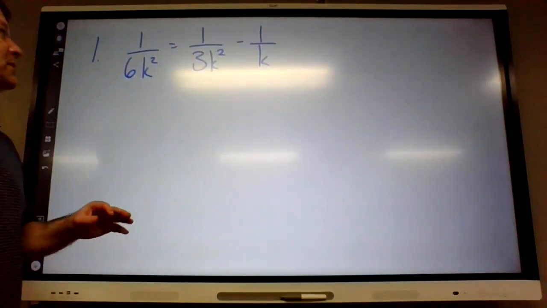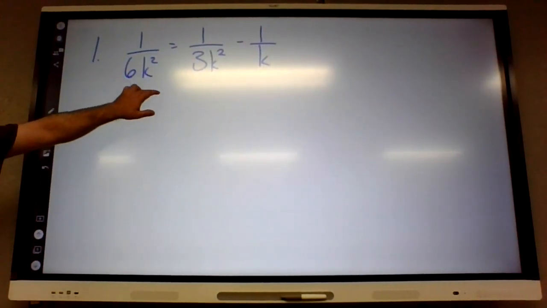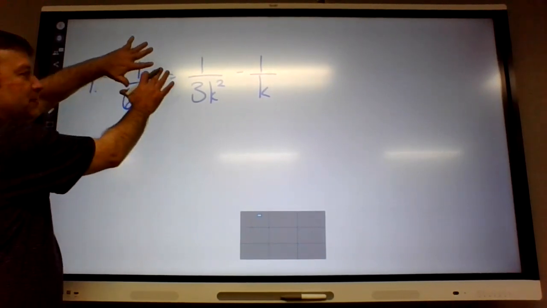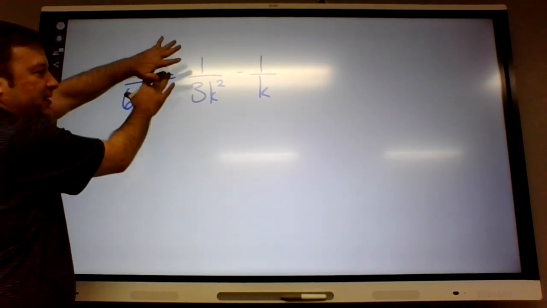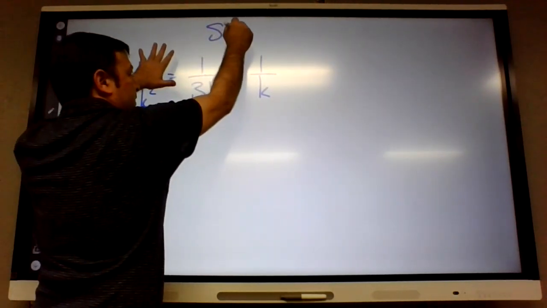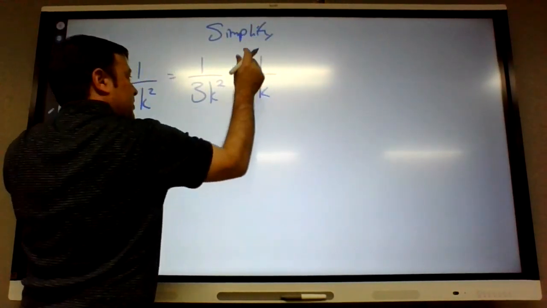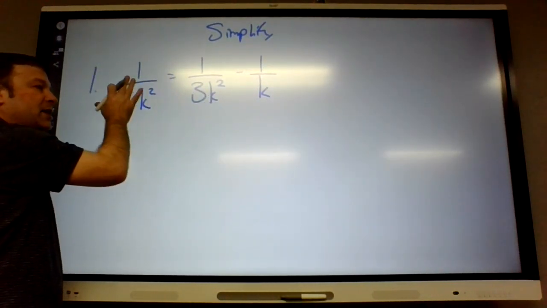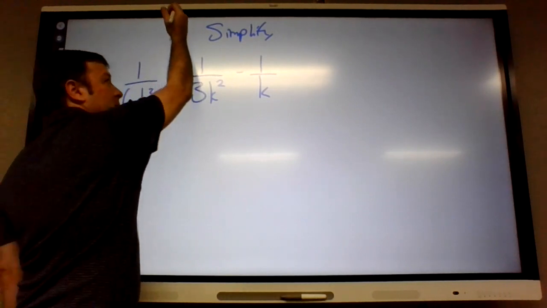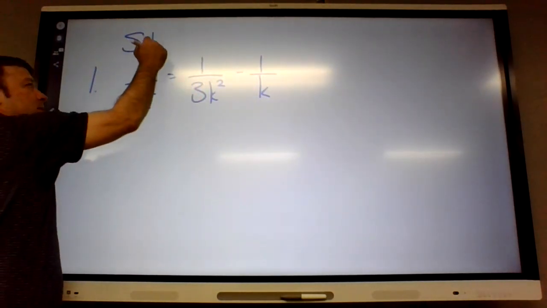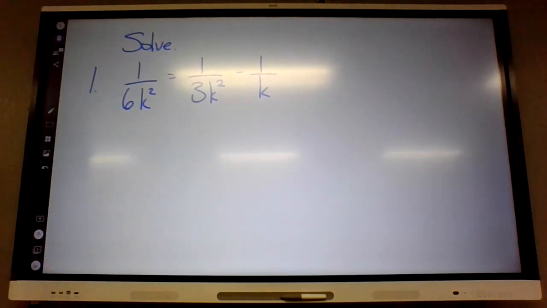Can you guys tell what's different about this problem and yesterday's problem? There's an equal sign. Yesterday's problems just looked like this part of it, and the directions were like simplify, right? If it's an equation, you don't simplify it, they've already put what it's equal to. What we're doing is solving, figuring out what k is.